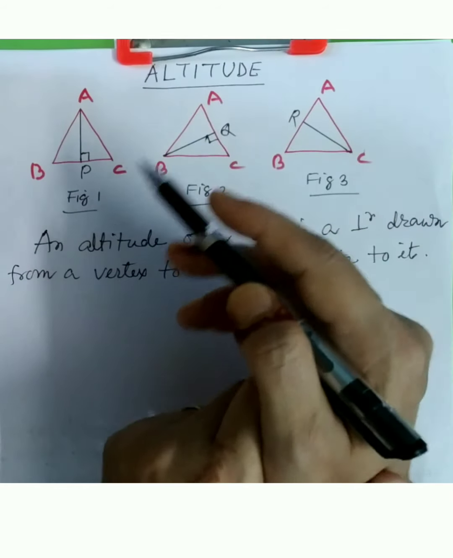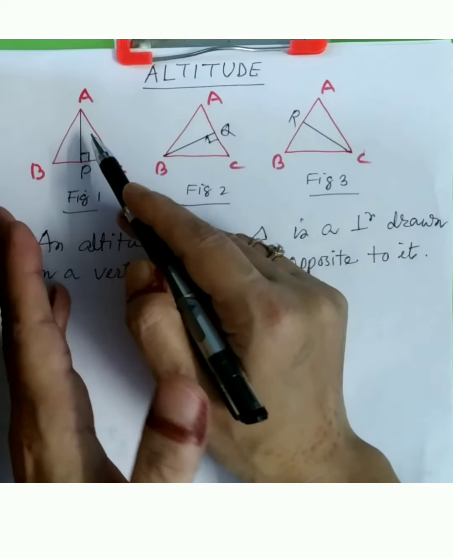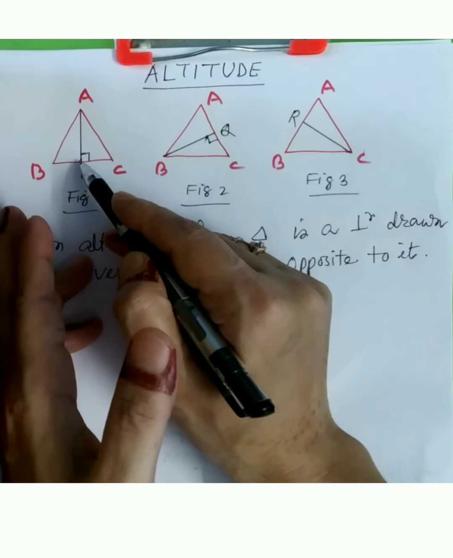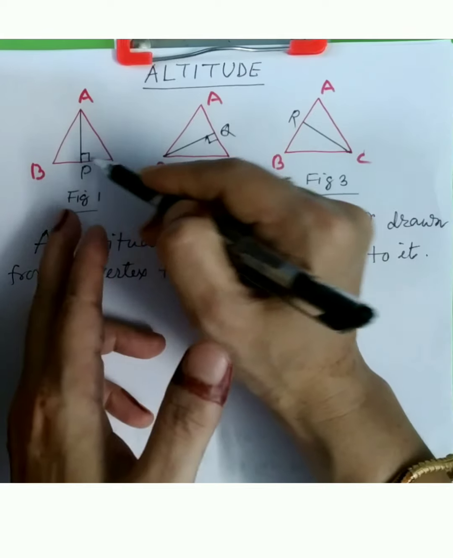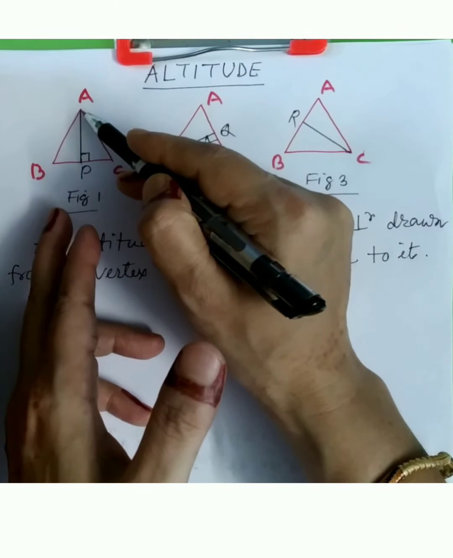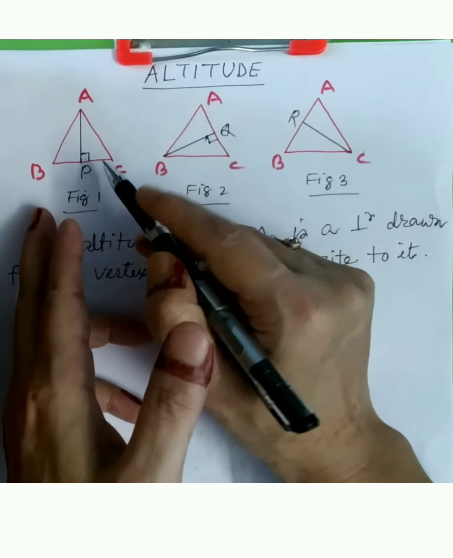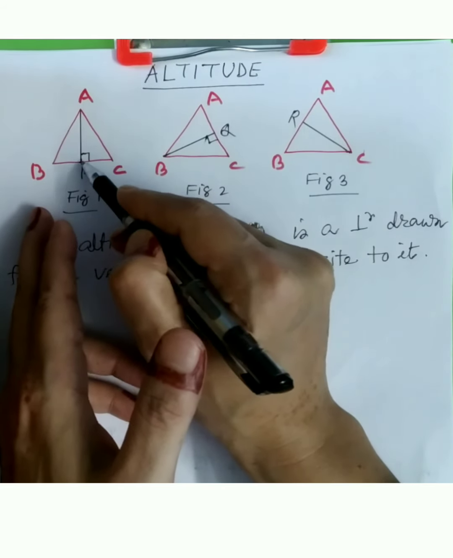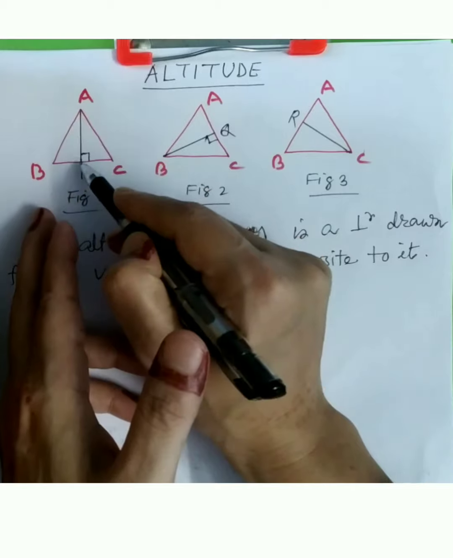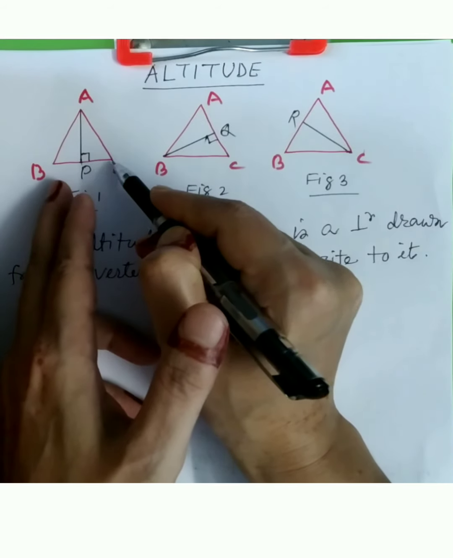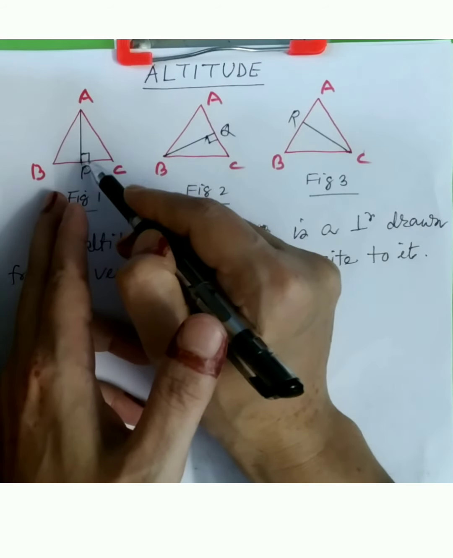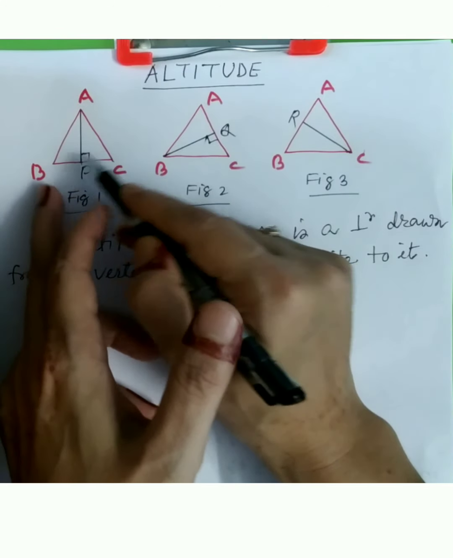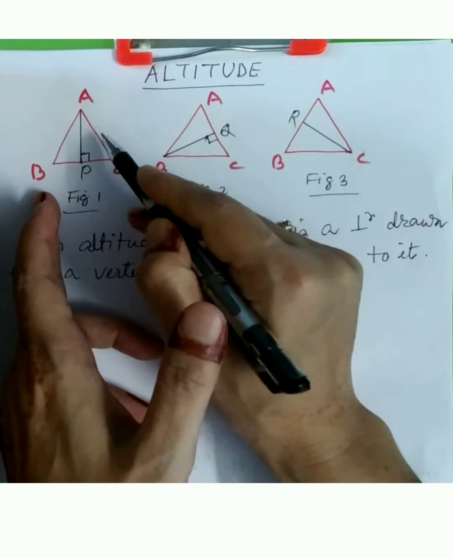In the case of a median, actually we have not drawn perpendiculars, we have drawn to the midpoint of the line from the vertex. Now here this P may not be the midpoint, but this AP should be perpendicular. That means AP should make 90 degrees with this BC. Then we will say that this AP is an altitude of this triangle ABC.